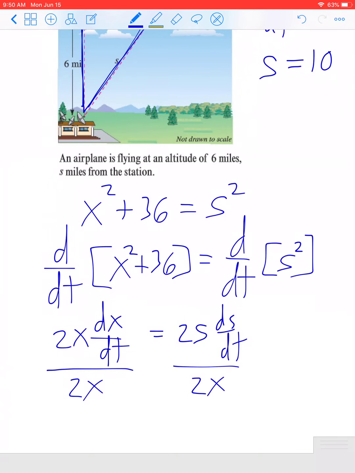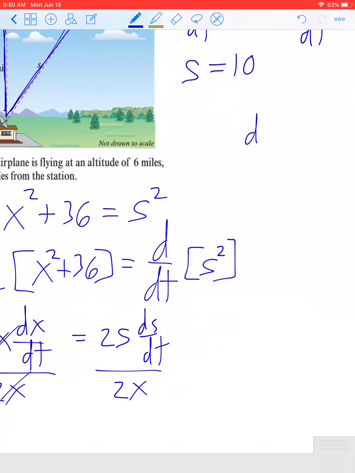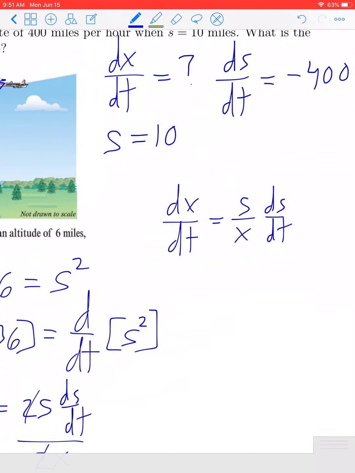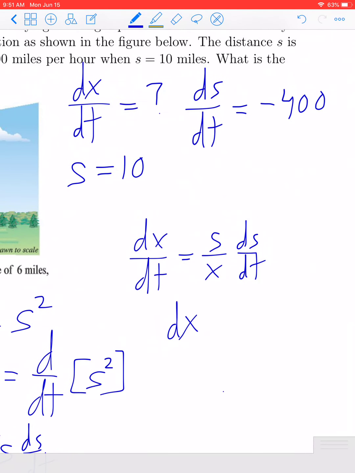So I can divide both sides by 2x. This will cancel with this. And what we will have is that dx/dt is going to be equal to, these 2's cancel, and one way we could write it would be s over x times ds/dt. So we now want to solve for dx/dt. Let's plug in what we know. We want to solve it for when s is 10. We know that it's decreasing at a rate of negative 400. So that's our ds/dt.